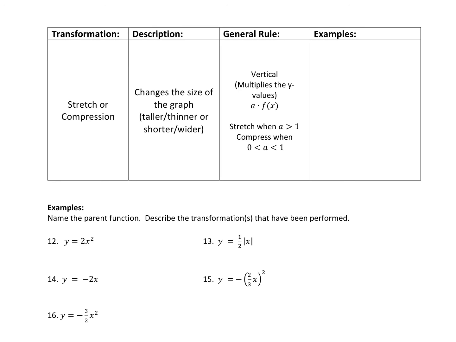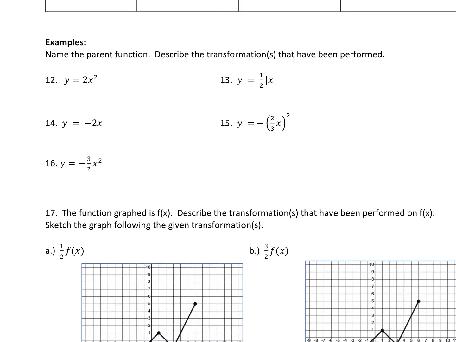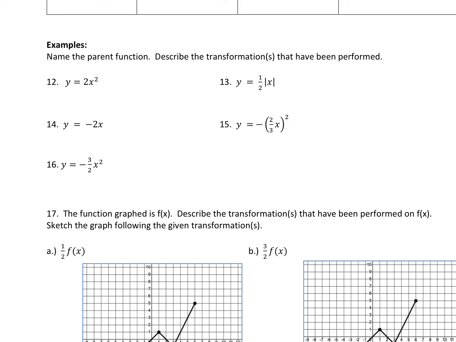We're going to pick up with naming the parent function. So question 12, naming the parent function and describing the transformations that have been performed. So we will look at number 12. Number 12, this is quadratic because of the squared term, and because of the 2 in front, it is stretched. Meaning it gets taller.